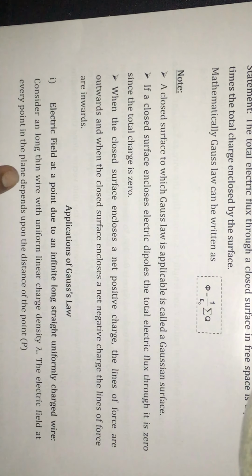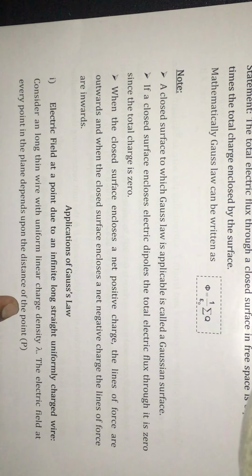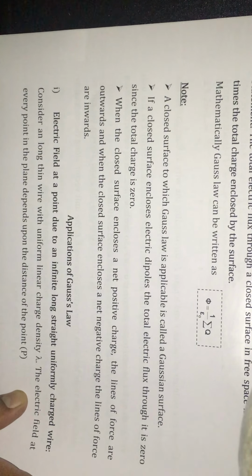Now we will consider a long thin wire with uniform linear charge density lambda. Just now we learned what linear charge density is. Linear charge distribution is considered when you have a distribution of charges on a wire or on a ring. Here we have a uniform long wire which is charged. The linear charge density is lambda, given by charge by length, lambda is Q by L. The electric field at every point in the plane depends upon the distance of the point P. See, this is the diagram.